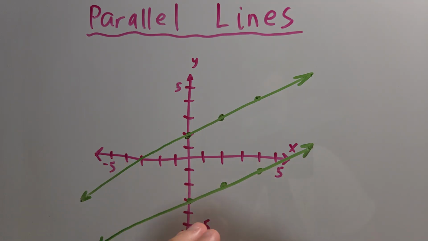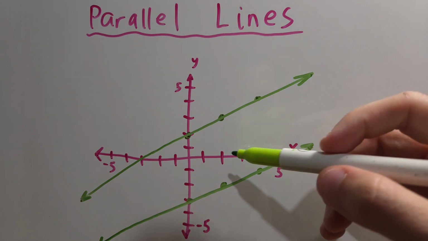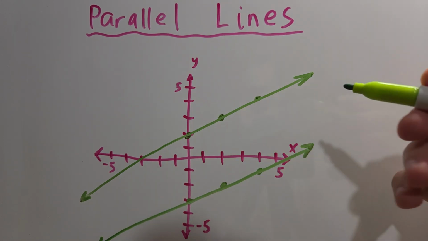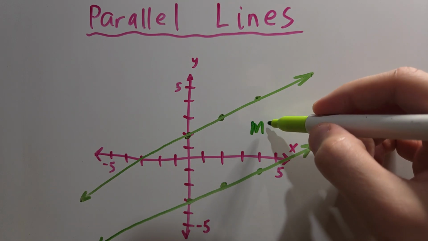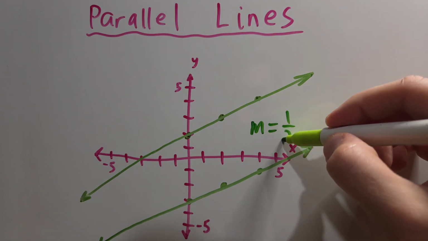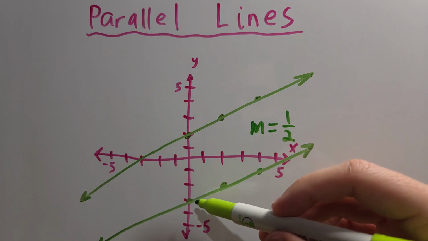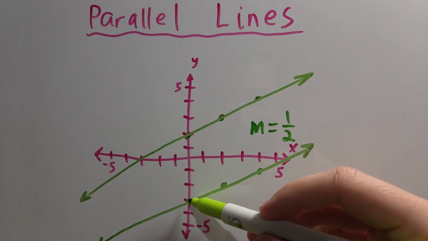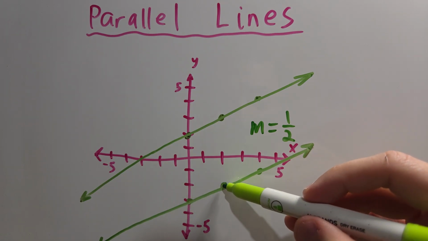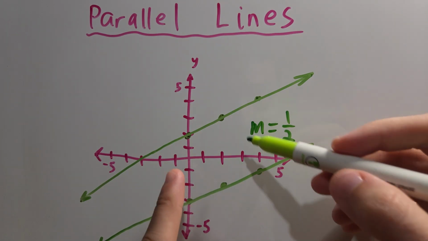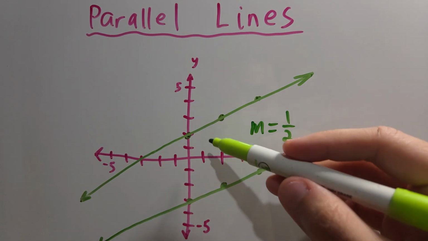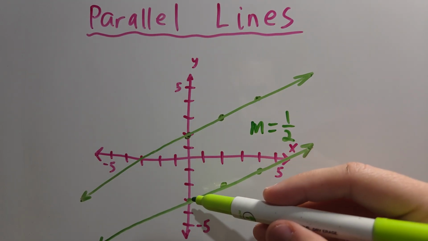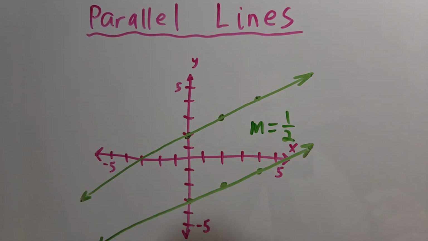Non-vertical lines are parallel if they have the same slope and different y-intercepts. Any two vertical lines are parallel. For these two lines in particular, their slope is 1/2. Every single point is separated by going up 1 and over 2. But remember, what's different about them are their y-intercepts. This one is +2, this one is -3.